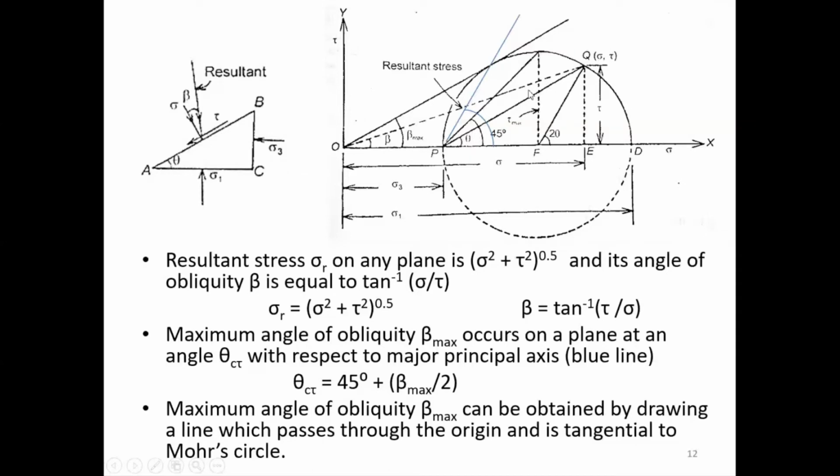PQ is the plane that represents plane AB. If you subtend it back to the origin, you will get that angle of obliquity beta, because this represents your sigma, this represents your tau. It's just similar to this, isn't it? This represents your sigma, this represents your tau, and this angle is your beta. And this line represents the resultant stress, isn't it?